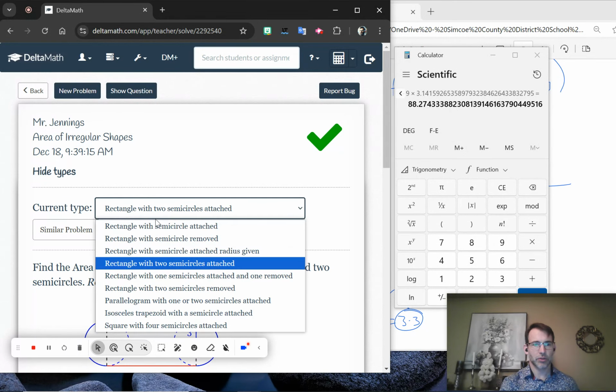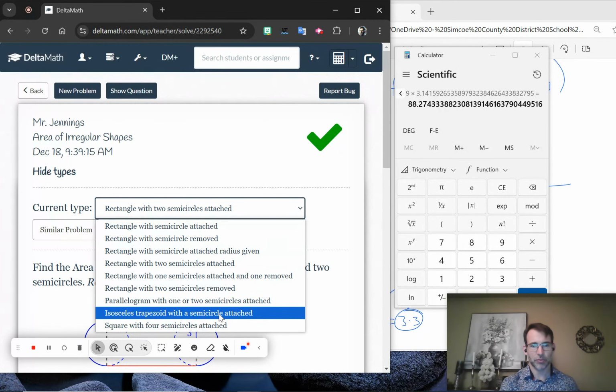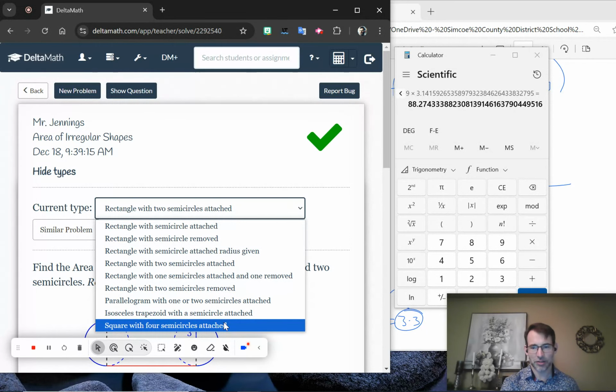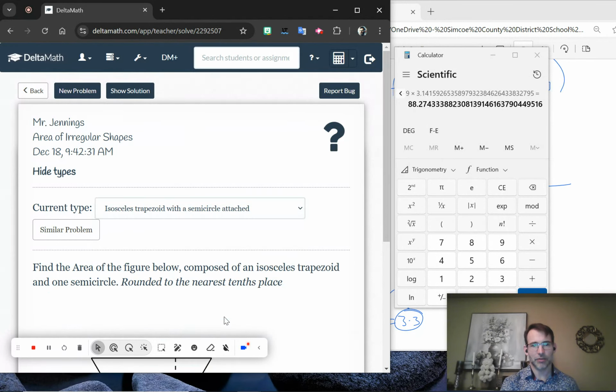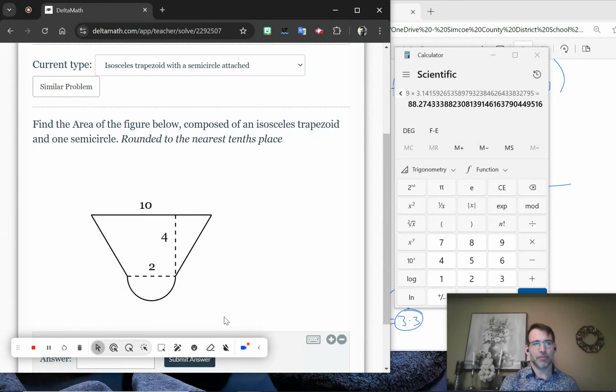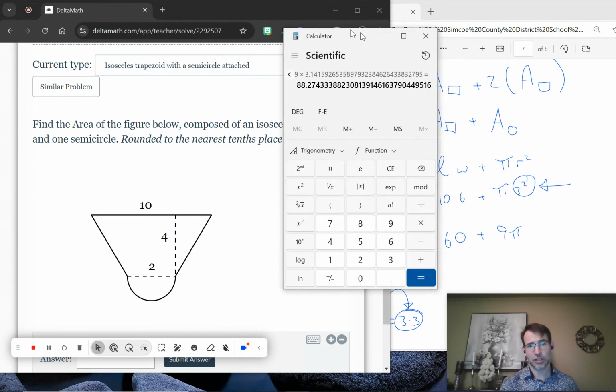Let's see, rectangles with 2 semicircles. I hope you get to try all of these. Square with 4 semicircles. That sounds fun. Isosceles trapezoid with a semicircle. Love it. Okay, so here we go. There's an isosceles trapezoid and 1 semicircle. So what the heck is an isosceles trapezoid?